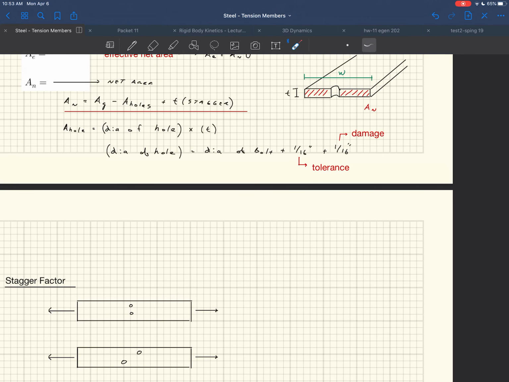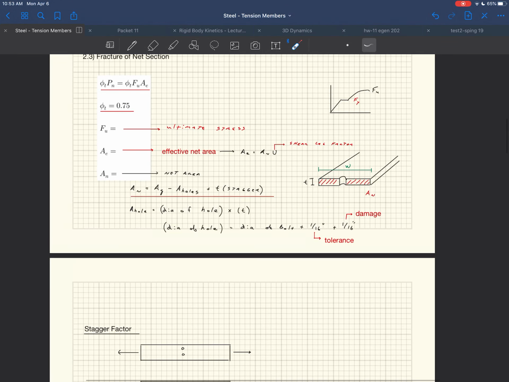Okay. So that's what I was talking about. We're talking about calculating the area of a hole. It's the diameter of the hole times the thickness. What's the diameter of the hole? Well, it's the diameter of the bolt that's going to be used plus 1/16 of an inch just to make sure it fits, and then another 1/16 of an inch just in case you're drilling or punching that hole. You might damage the steel around it, and if you damage the steel around it, it's not going to be effective at resisting the loads you're applying on it. And so, to be conservative, we ignore the fact that there's a little bit of steel there. So we're accounting for the damage that might have happened there.